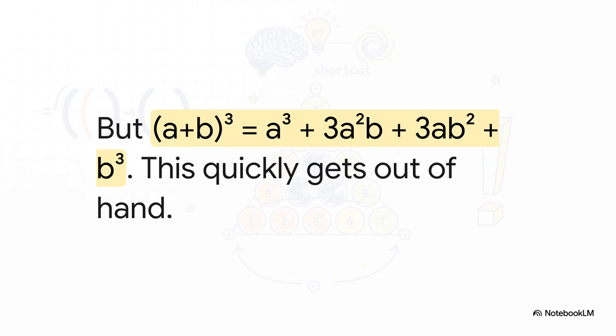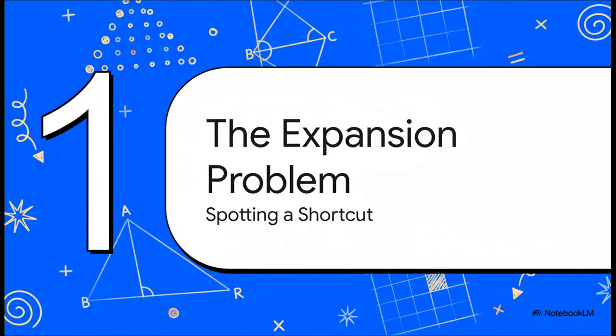Now imagine trying to do this for the power of 10. No way. And this is what we call the expansion problem. When we see boring, repetitive work like this, our brains are literally wired to hunt for a shortcut. And let me tell you, a good rule in math is that wherever you find total drudgery, there's usually a really beautiful, elegant solution hiding somewhere nearby.